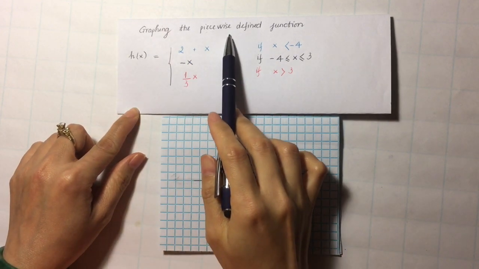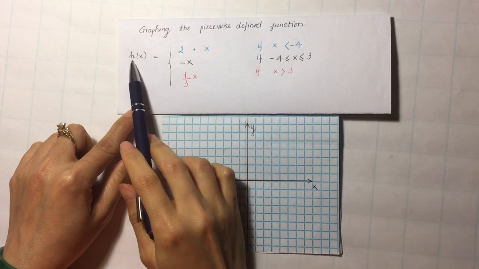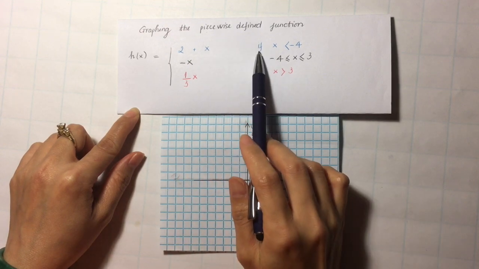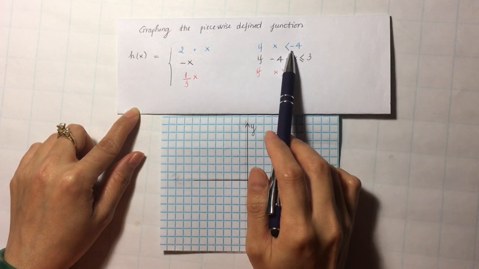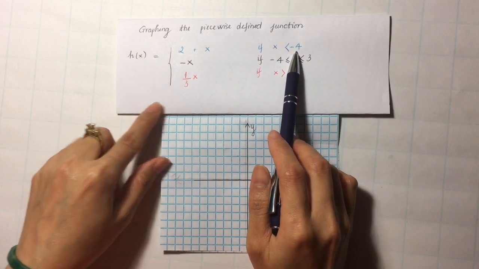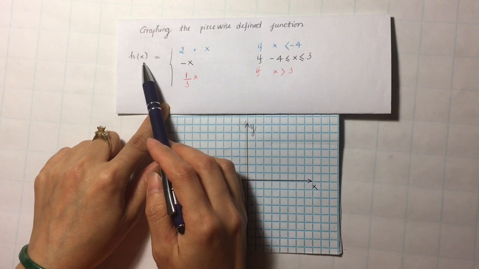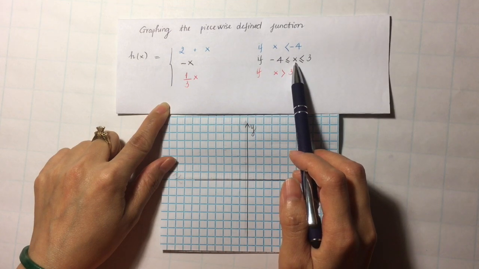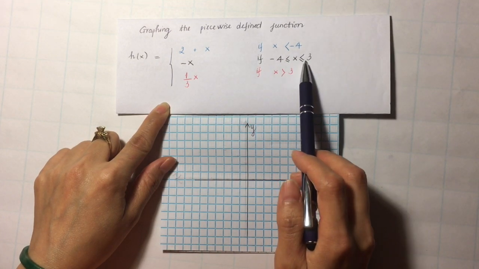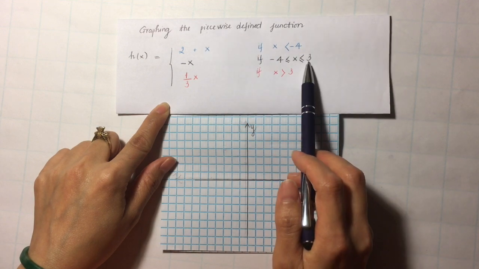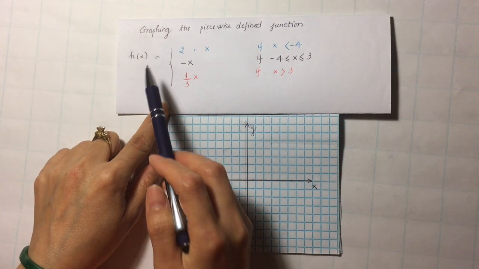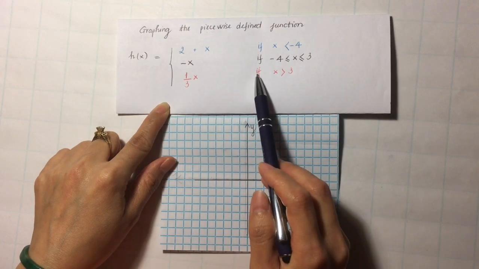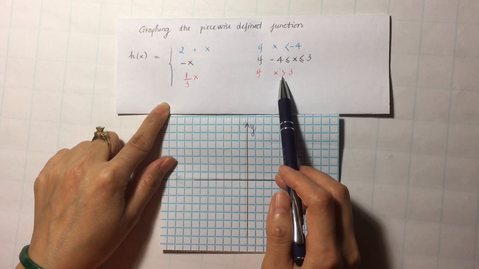Graphing the piecewise defined function h of x equals 2 plus x if x is less than -4, and h of x equals -x if x is in the closed interval between -4 and 3, and h of x equals 1/3 x if x is greater than 3.